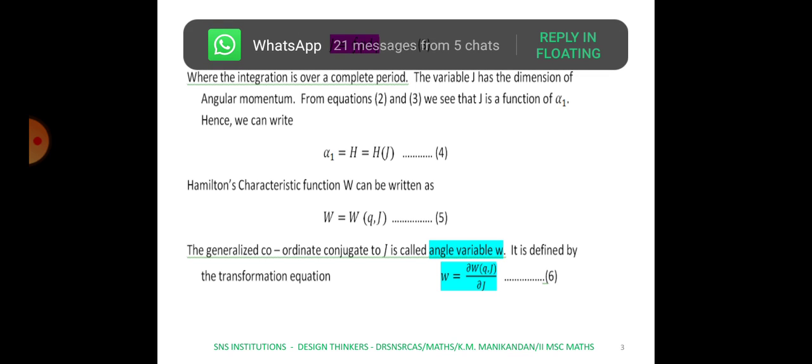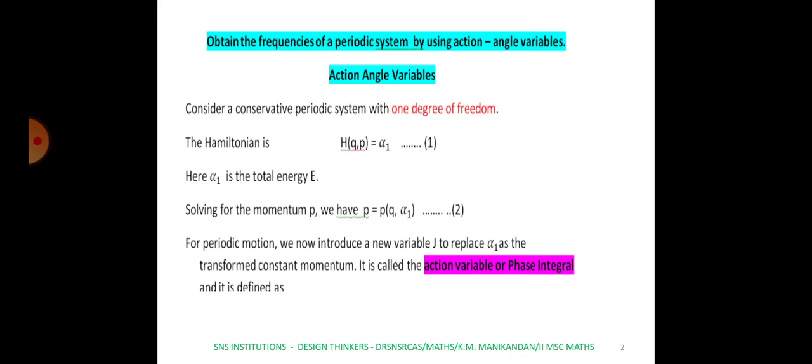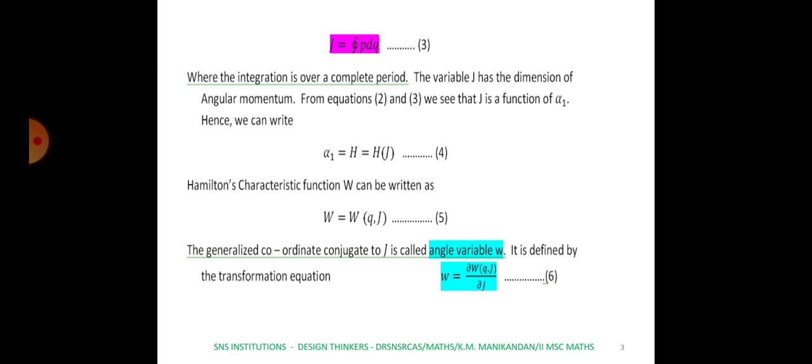Now, the dimension of the variable J is that of angular momentum. So, from equations 2 and 3, we see that J is a function of alpha 1. Actually, from equation 2, we see that p is a function of q and alpha 1. From the equation for J, it is an integral of p dq. So therefore, p is a function of alpha 1, therefore J is a function of alpha 1.